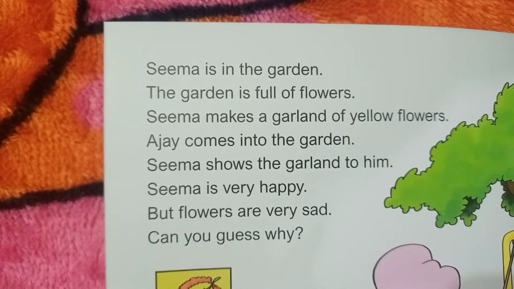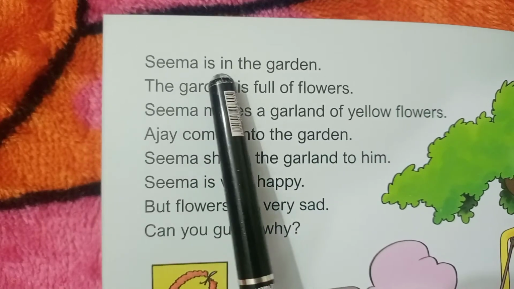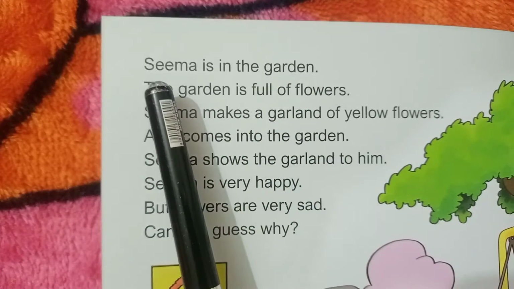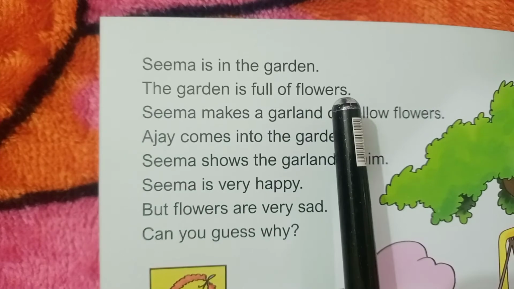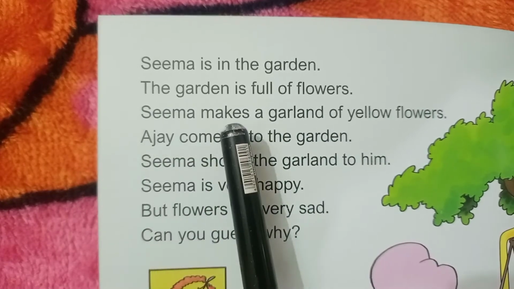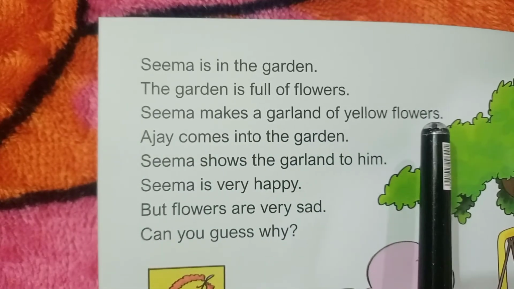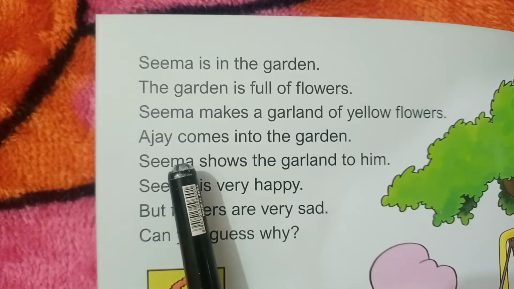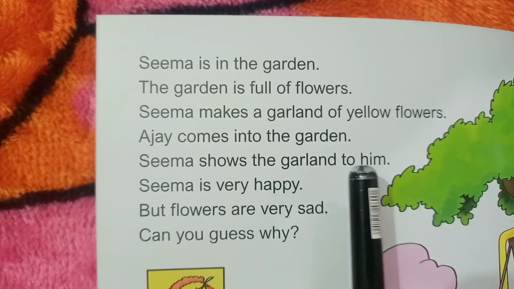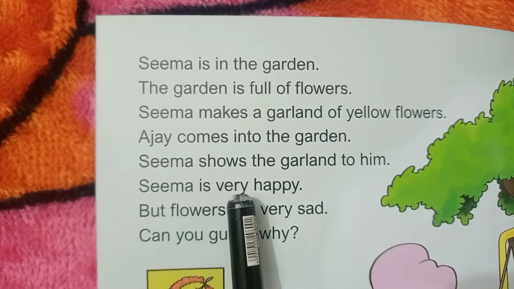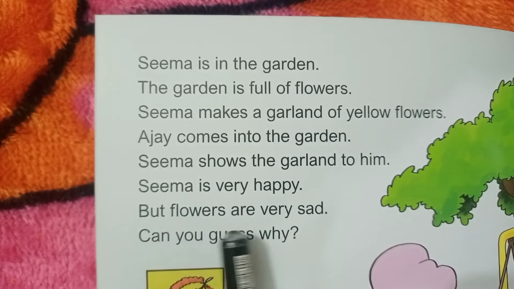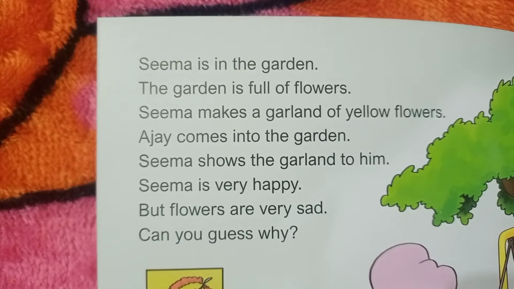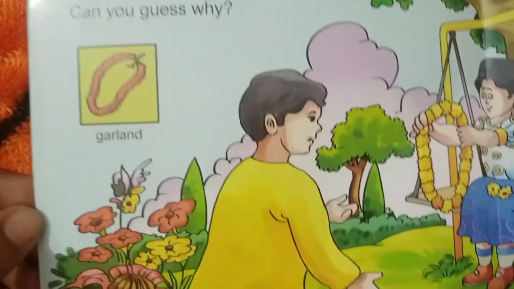It is like, Seema is in the garden. The name of that girl is Seema. The garden is full of flowers. Seema makes a garland of yellow flowers. Ajay comes into the garden. Seema shows the garland to him. Seema is very happy, but flowers are very sad. Can you guess why? The flowers are very sad.